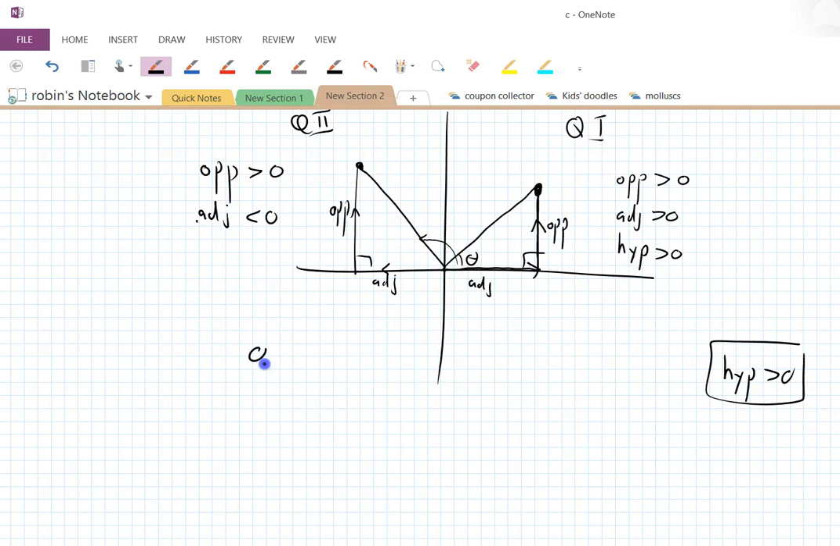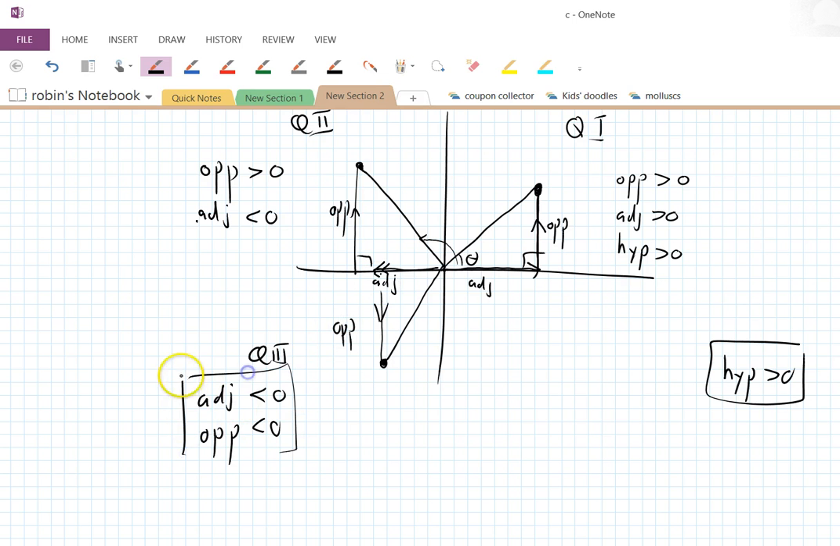Now what about quadrant 3? Quadrant 3, here it is. We've got a point down here, for example. In this case, I'm going to go over myself onto there, but the adjacent is negative because we've come right to left, which is the negative direction. But also the opposite, you see we've had to climb up here and here, so that's positive. So the opposite is positive here and here. But here the opposite is negative in quadrant 3.